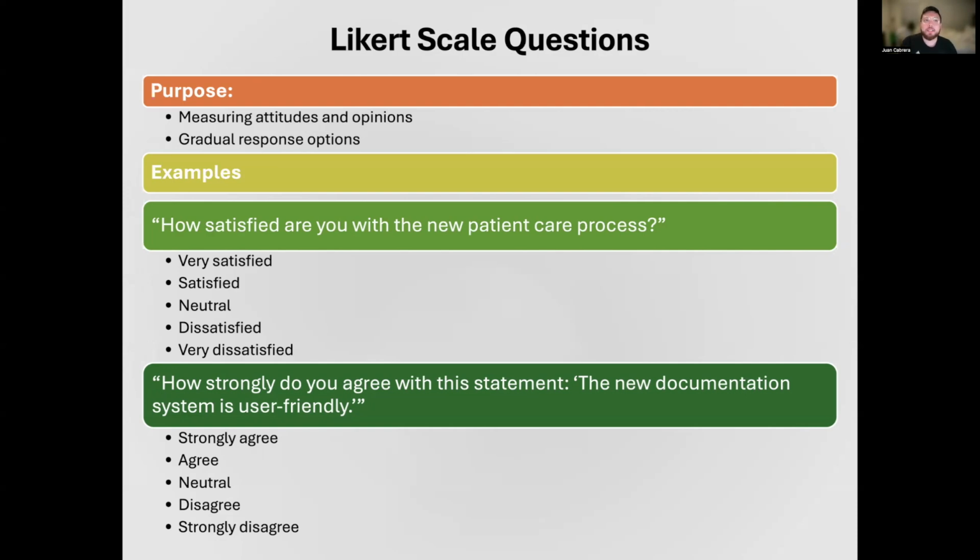For instance, let's go back to that example about measuring staff satisfaction with a new patient care process. A Likert scale question for this might be, how satisfied are you with the new patient care process? Here, we can offer staff response options ranging from very satisfied to very dissatisfied. This way, staff can indicate their level of satisfaction more precisely than with a simple yes or no question.